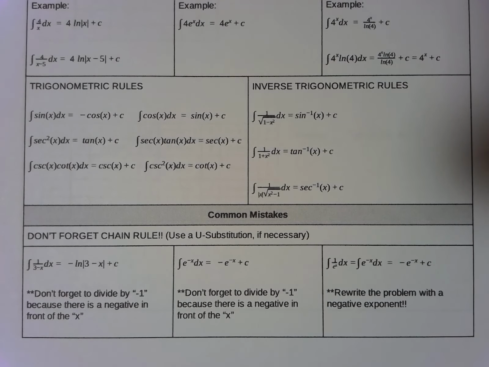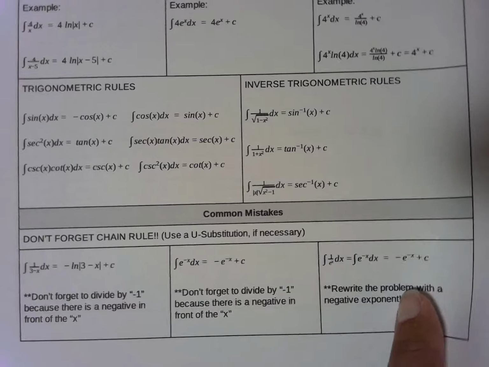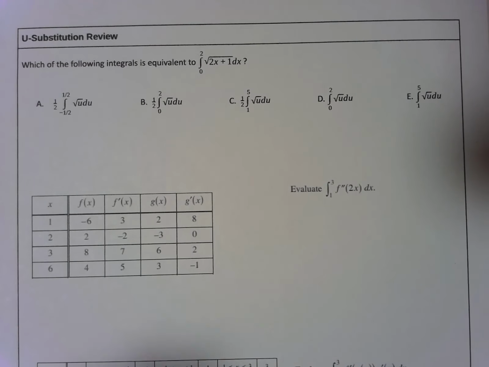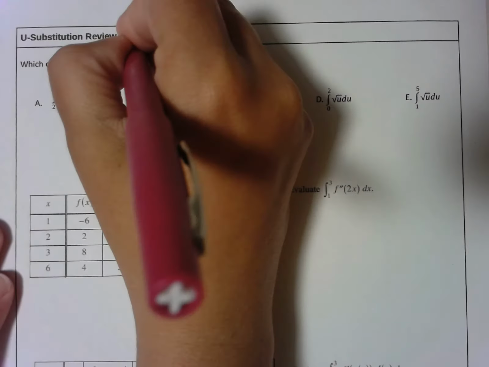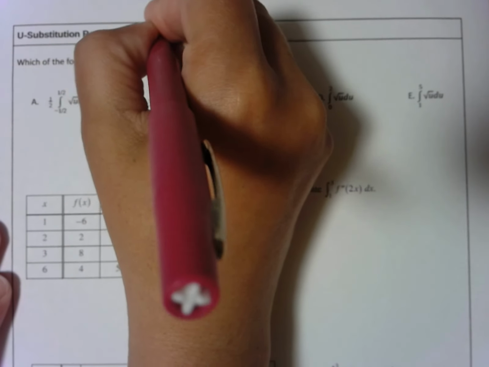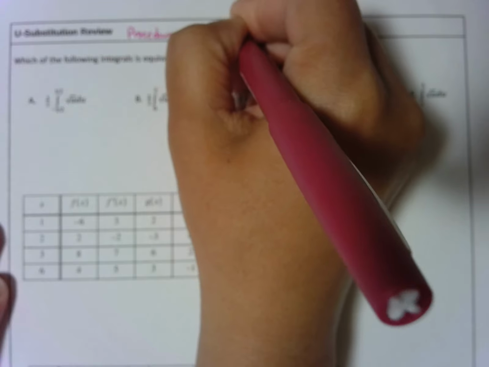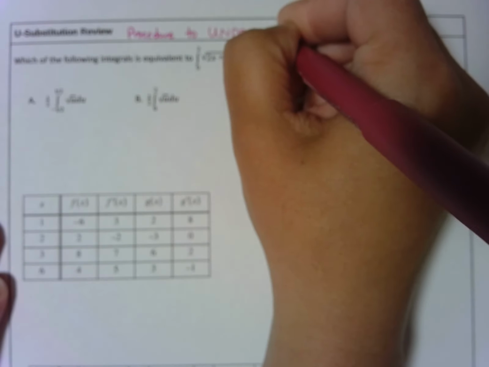I'm not going to go through all of these rules. These are for you to review on your own. But what I do want to spend a few minutes going over is the idea of U substitution. So U substitution is really just a procedure to undo chain rule.